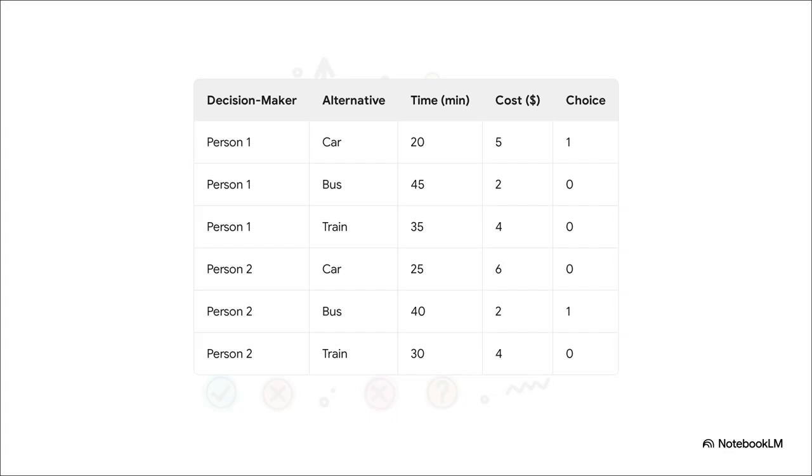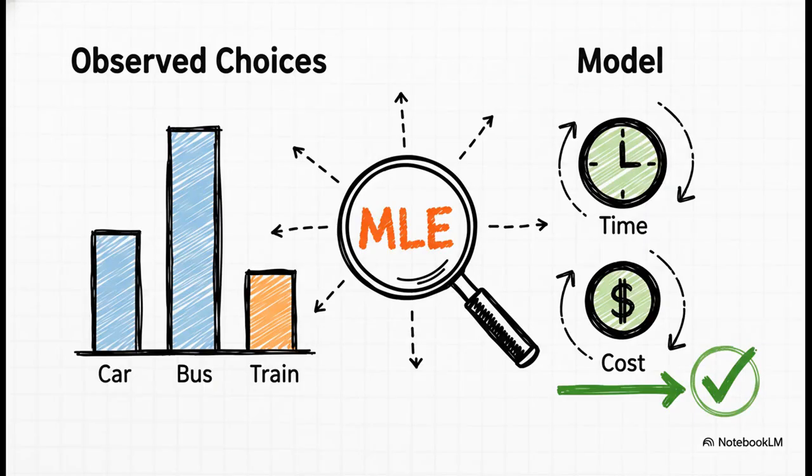So you've got your survey data, right? It probably looks a lot like this. You've got each person, the different options they had, the attributes for each of those options, like time and cost, and then the most important part, what they actually did, the choice they made. So what's MLE actually doing with all this? It's on a hunt. It's searching for the magic numbers, the beta for time, the beta for cost, that, when you plug them into your Logit formula, make the choices we see in this table the most believable, the most probable story. It's all about finding the parameters that best explain the reality you observed.